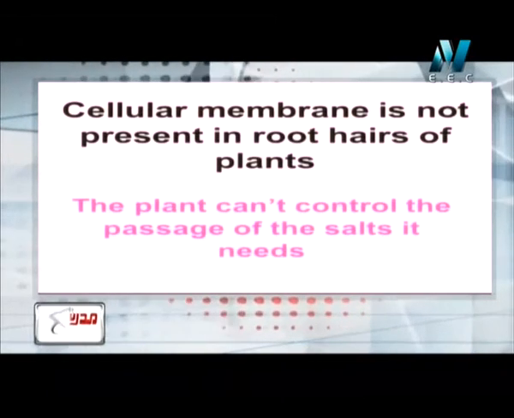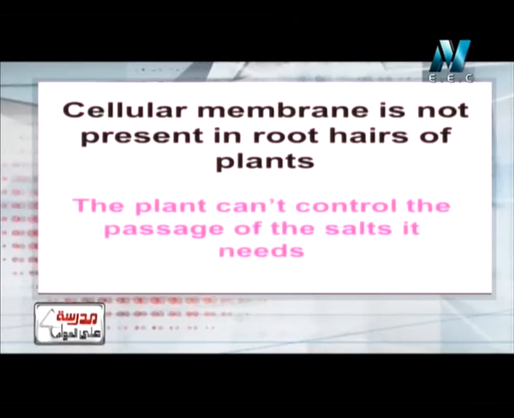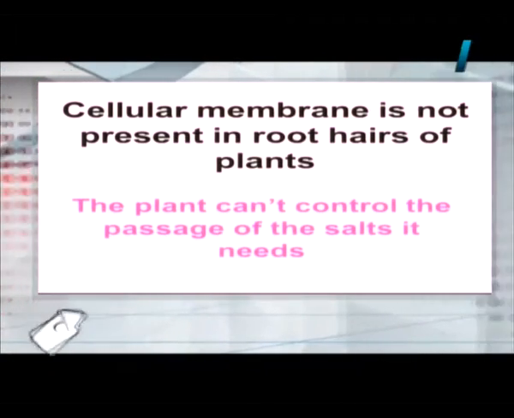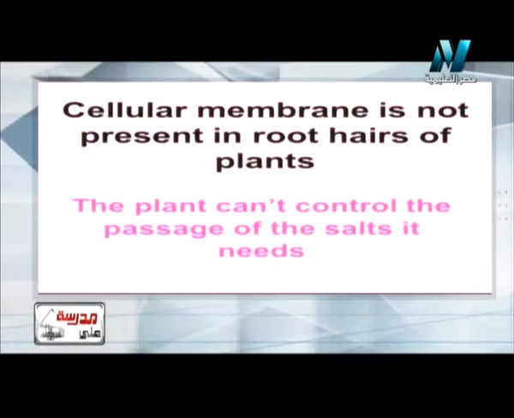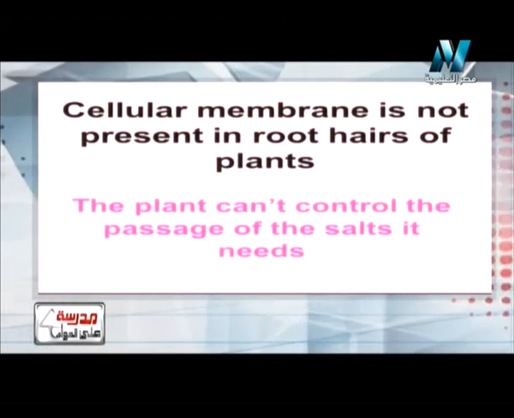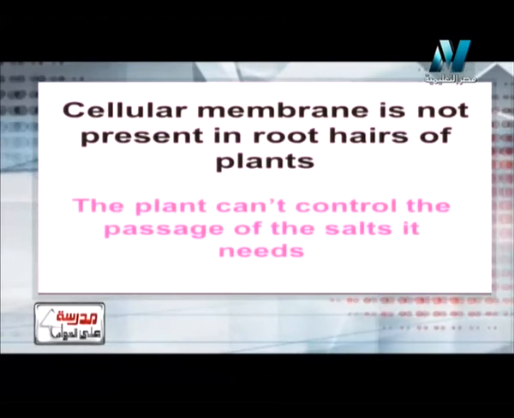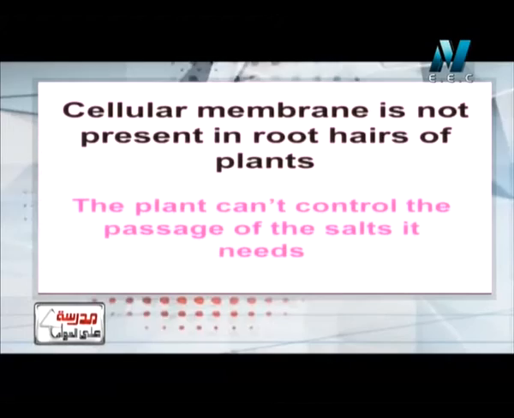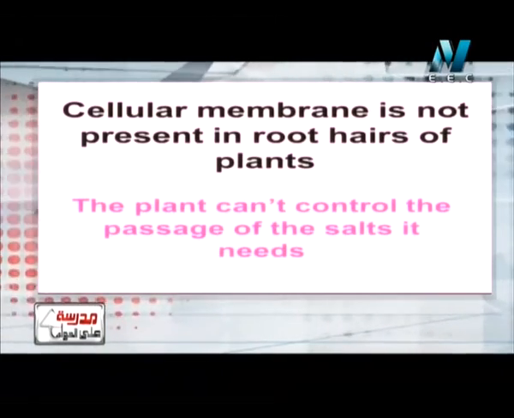The plant can't control the passage of the salts it needs. So the cellular membrane has a very important function: it controls the passage of elements, of mineral salts, of water, of any materials found in the soil that the plant needs. Now we'll have a very important revision of what we have studied in this semester.